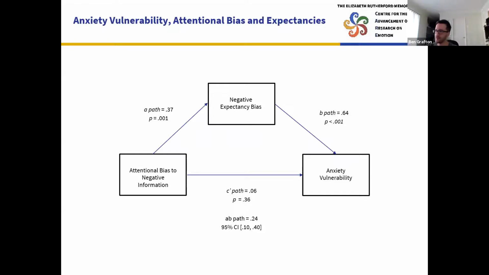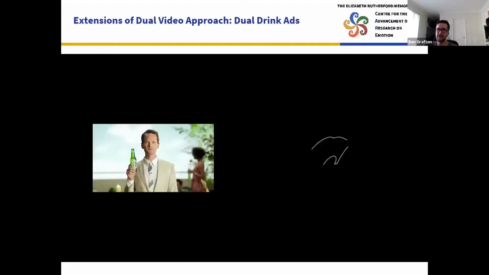And now I realise I'm starting to run out of time. So I'm going to show you a couple of other things briefly. That's the anxiety stuff, and I'll return to that in a minute. But these are other extensions. This is stuff that we've done with alcohol. What we wanted to investigate in this study was, is it the case that people who have alcohol problems, too much drinking, attend more to alcohol-related information?